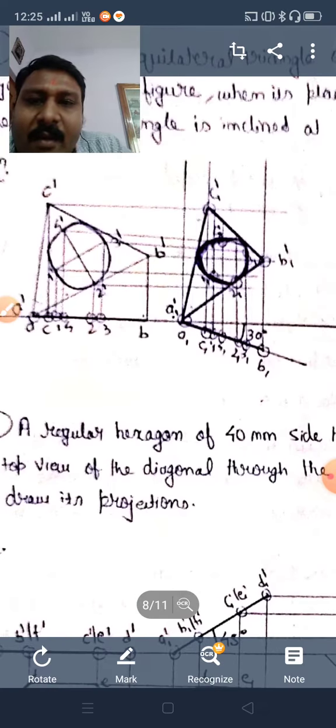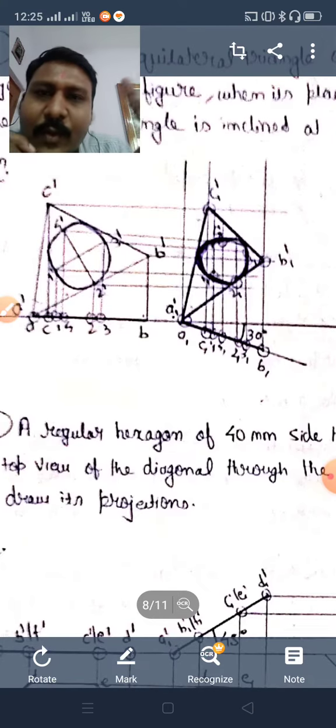Okay. First of all, draw the inclination of the side. That is the second inclination. Draw it in the first position. That is the only clue. Else, all the procedure is the same.